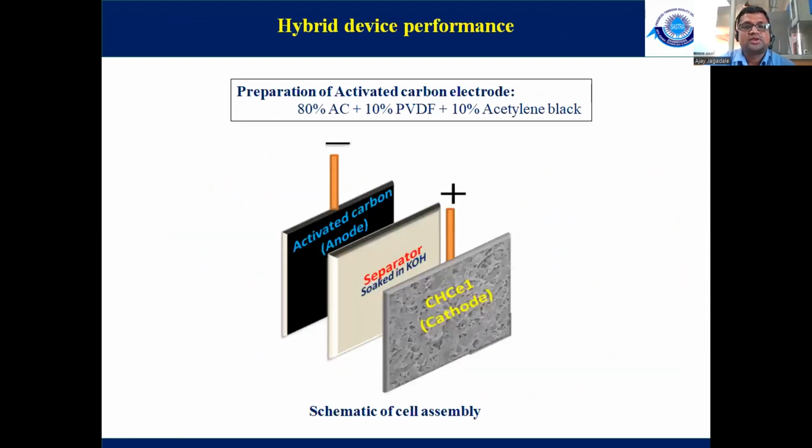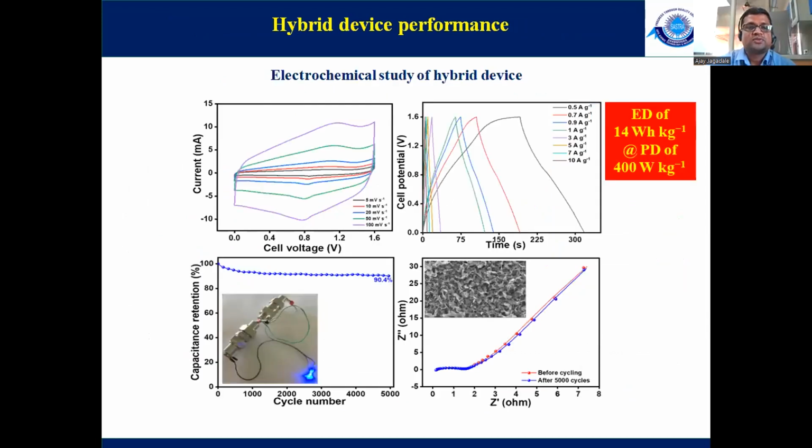So furthermore, we fabricated hybrid devices using activated carbon as a negative electrode and 1% cerium doped cobalt hydroxide as a positive electrode. So this is the performance of the hybrid device. We got a maximum energy density of 14 watt hour per kg at a power density of 400 watt per kg, and this value is quite high as compared to the literature, as compared to the reported supercapacitor devices.